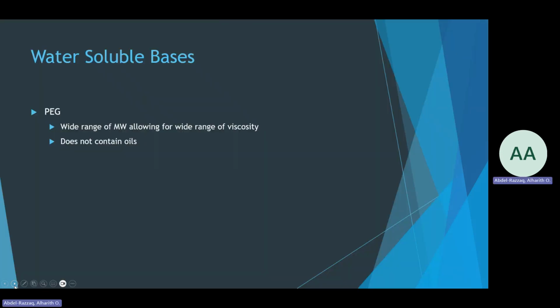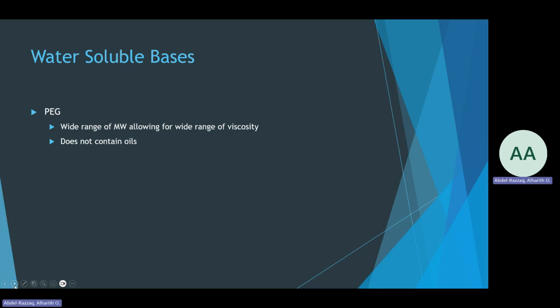When we talk about our water-soluble bases, it's basically going to be polyethylene glycol. And it's available in a wide range of viscosities, and that's because polyethylene glycol, as you all know, has a wide range of molecular weights. So we have our low molecular weights, they're going to be liquids, and our medium and high molecular weights are going to show up as semi-solids and solids.